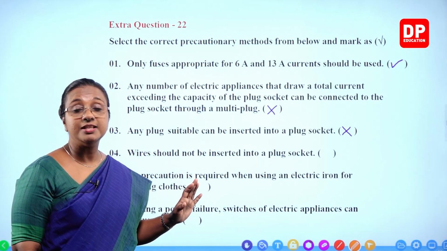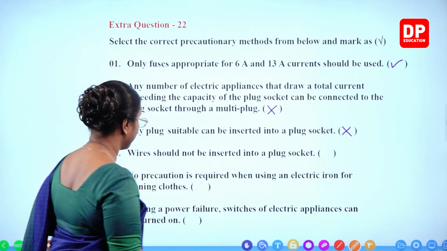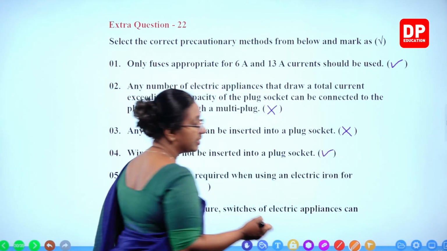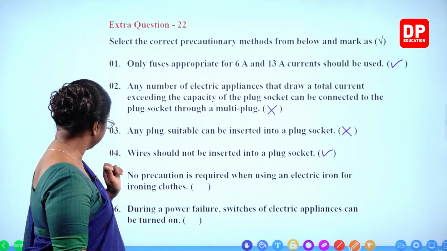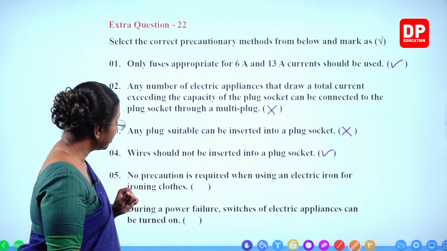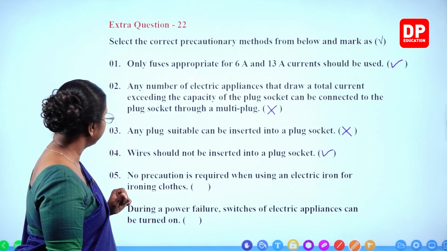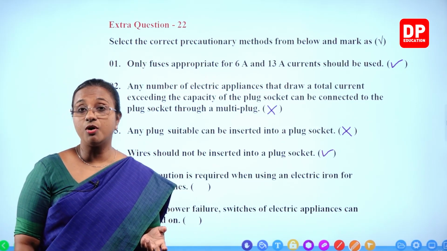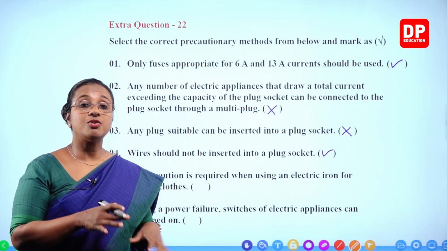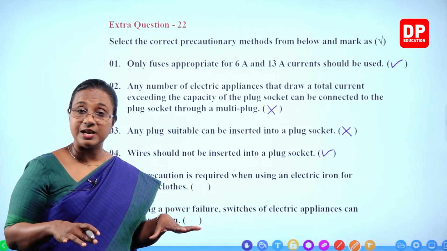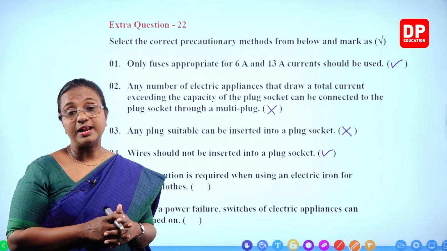You should never insert a wire into a plug socket. That is correct, because wires can lead to many accidents. Then the fifth one: no precaution is required when using an electric iron for ironing clothes. That is wrong. When you are ironing clothes, normally you can wear rubber slippers or you can put a rubber mat and stand on that and then you can iron the clothes.